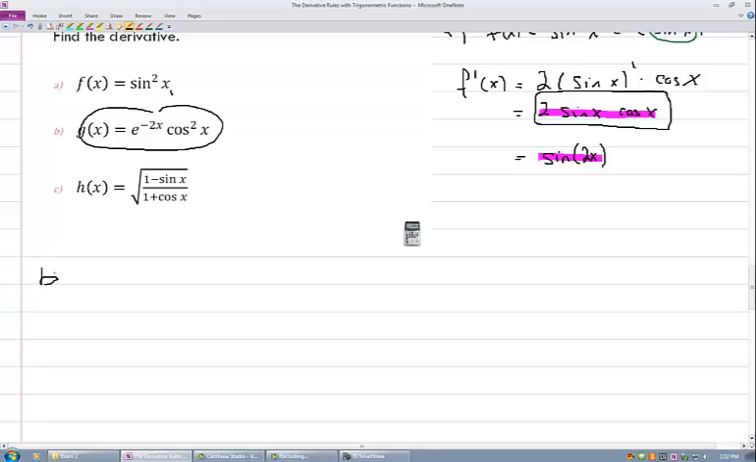So on part B, what do we have? We have g of x equal to e to the negative 2x times cosine squared x. And hopefully, as I wrote this down, you realize that I'm multiplying these two functions right here. So there's a multiplication sign right here. And so we're going to use the product rule.